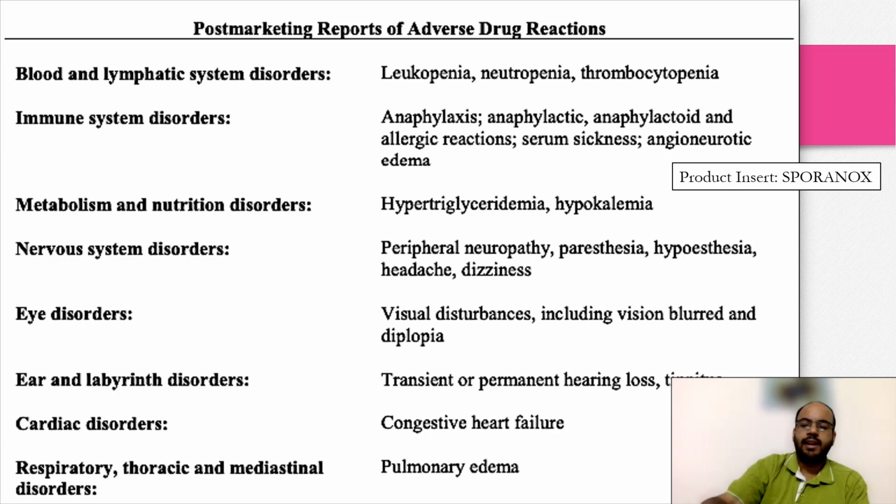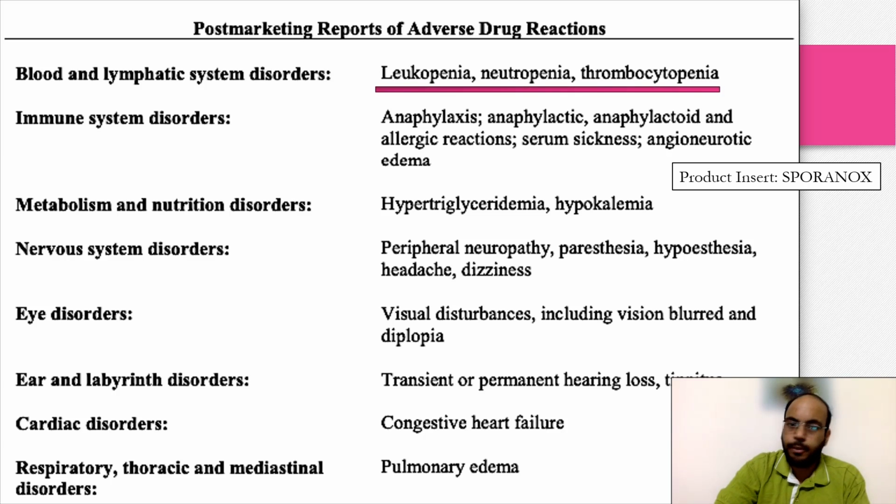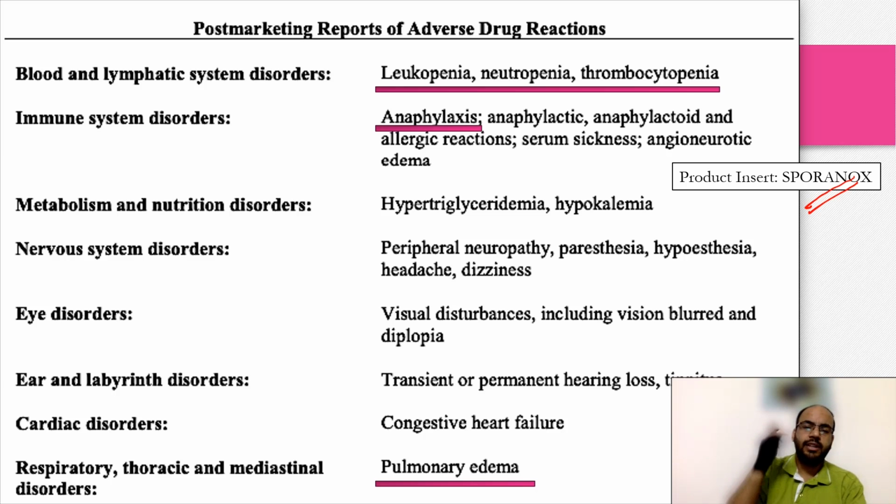Other drug reactions that have been mentioned are leukopenia, neutropenia, thrombocytopenia. You have anaphylaxis. These are all from the product insert of SPORANOX. So what I'll do is I'll just stop for 5 seconds so that you can click a screenshot if you really want to read it. Otherwise, I would suggest you to go on the internet and find the product insert and read that in detail. A lot of material is there on the adverse effects of itraconazole, so you can easily learn a lot about it.